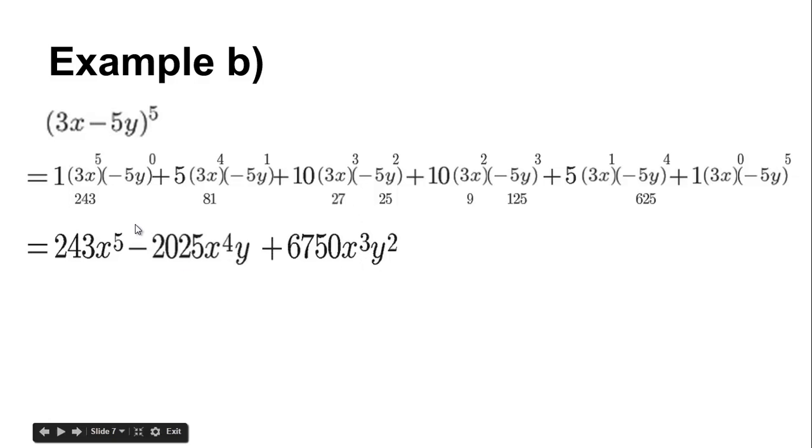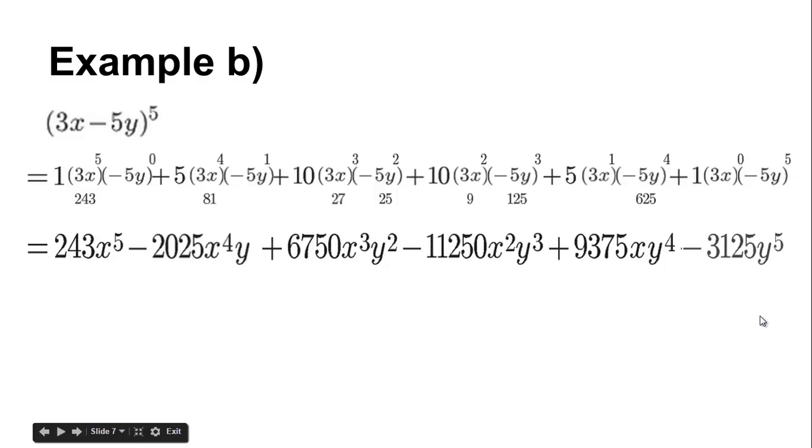Notice how the x's still kind of follow that pattern, and the y's as well. 10 times 9 times 125 is 11,250. X squared, y cubed. 5 times 3 times 625 is 9,375. X, y to the 4. And then the 3125 is negative, because it's to the 5, an odd number of times, y to the 5. And that's the final answer.